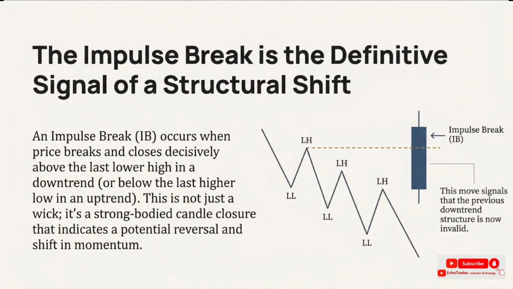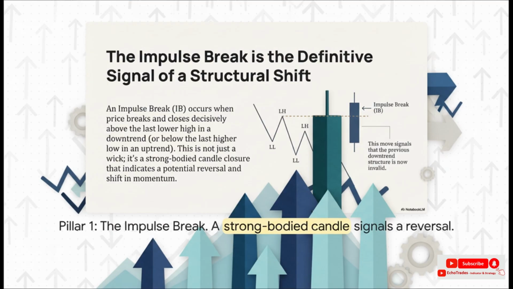Now, listen, this isn't just any little blip on the chart. We're looking for a big, decisive, strong-bodied candle that smashes through and, this is key, closes past a major structural point. That one move basically tells us, hey, that last trend, it's over. It signals that momentum has officially shifted. This is our first huge clue.